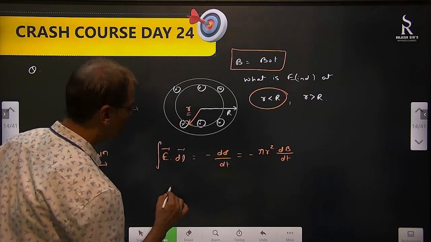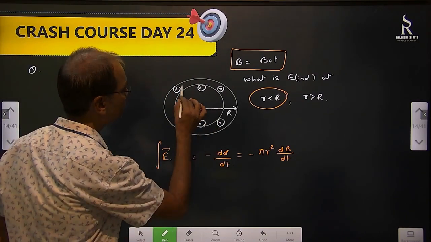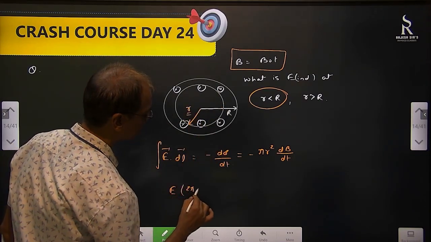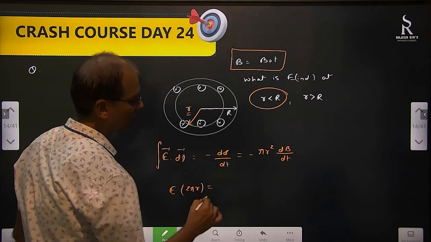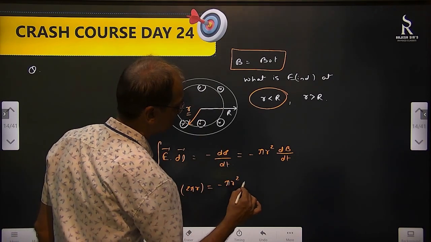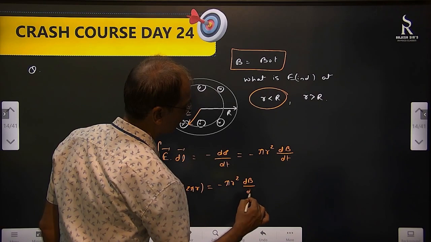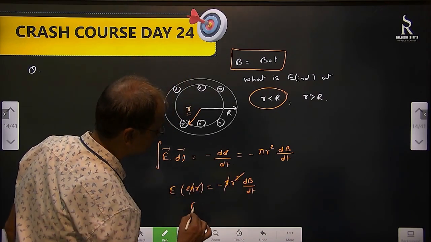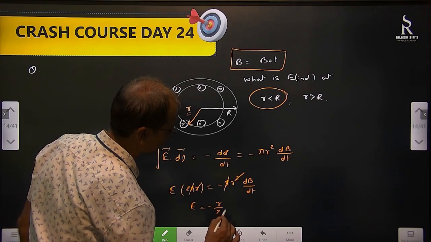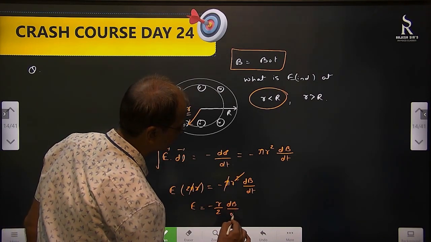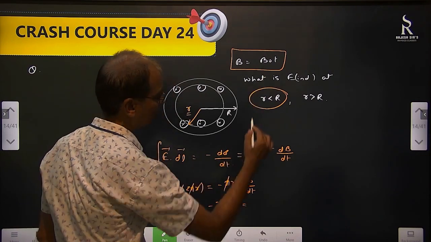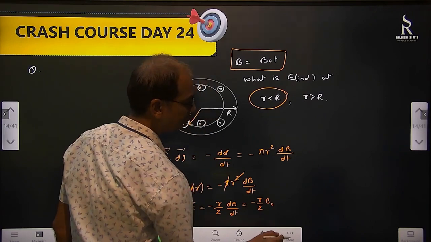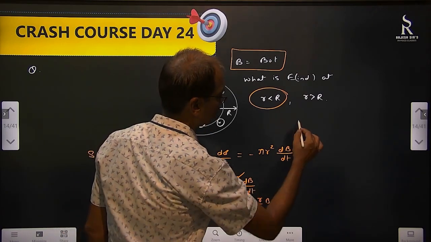E dot dl, E dl, where dl is the circumference. So the circumference is 2πr, equal to minus πr² into dB by dt. What can we cancel? π and r get cancelled. So E is equal to minus r by 2 dB by dt. Now dB by dt we can write very easily here. In this case it is B naught. So E is minus r by 2 B naught. First question answered.